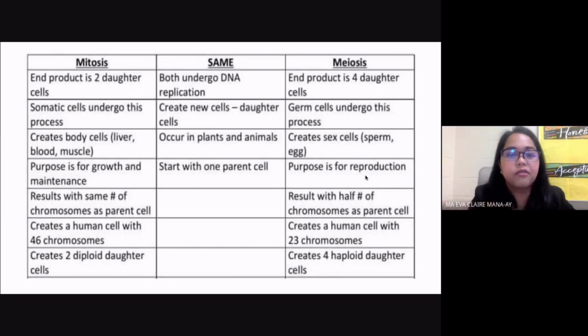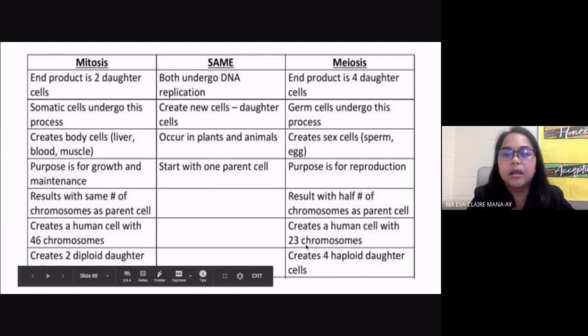As I've mentioned, your face is not exactly the same as the face of your brother, your sister, even if you have the same set of parents, because of meiosis, because of crossing over, which happens during prophase 1. And the result would be half the number of chromosomes as the parent cell. It would create a human cell with 23 chromosomes. These are your sex cells. It creates 4 haploid daughter cells.